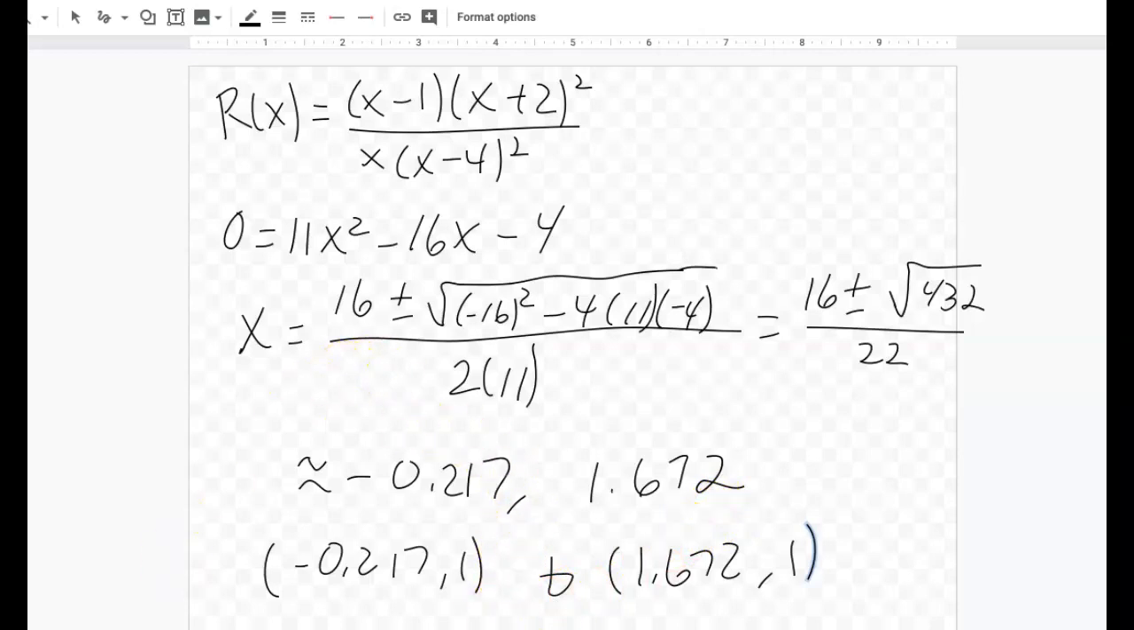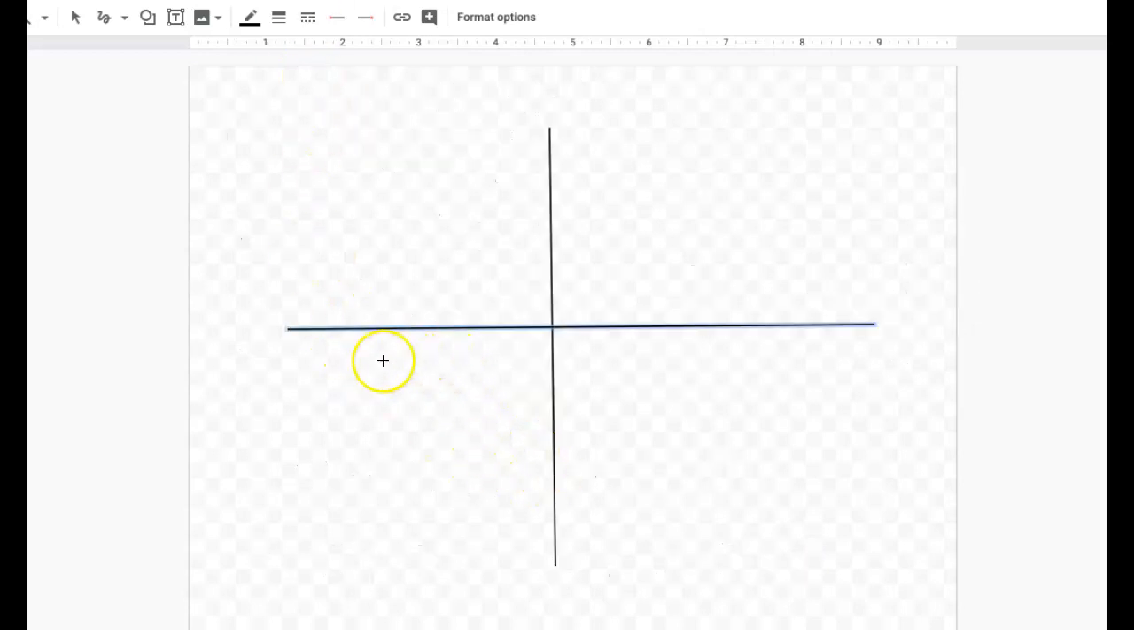So at this point, we would probably need to make the sign chart to see where the curve is above or below. But I'm going to go straight to the graph and show you how else we can think about this. So let's go ahead and put in our horizontal asymptote and our vertical asymptote. Our horizontal asymptote was at y equals 1.